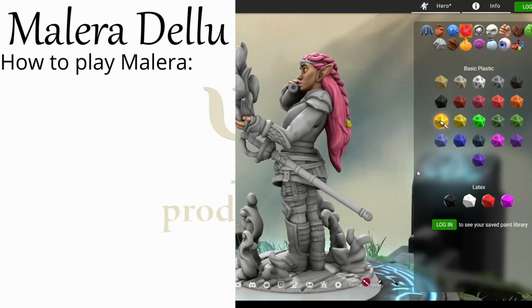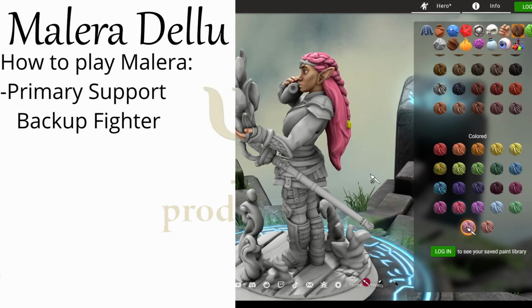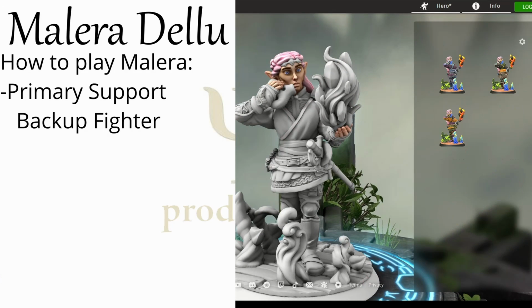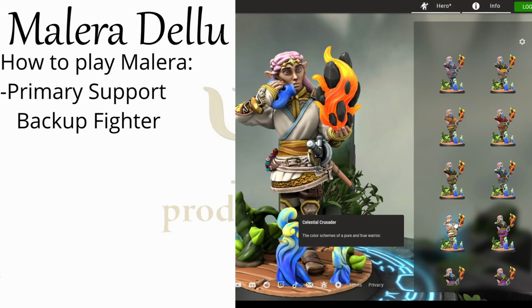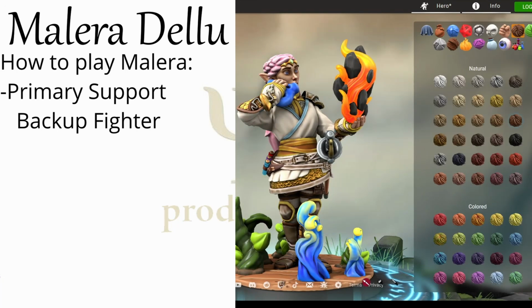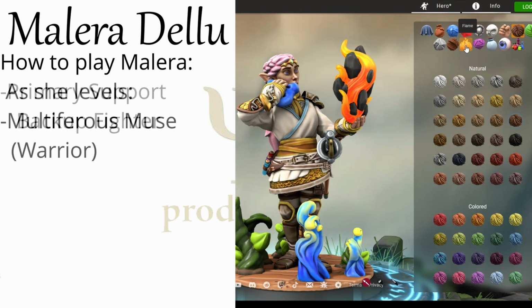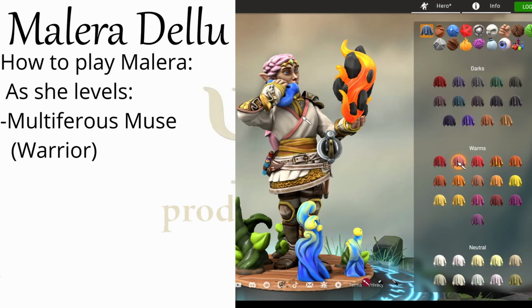Malera is meant to be played as a support character and backup fighter. She's fast and gets faster as she levels up. She's handy with a rapier, and while she doesn't do much damage, she is fairly accurate. As she levels up, she's going to pick up the Warrior Muse as a second muse, allowing her to keep Courageous Anthem going through either lingering performance or martial performance. This will help her action economy as a bard.